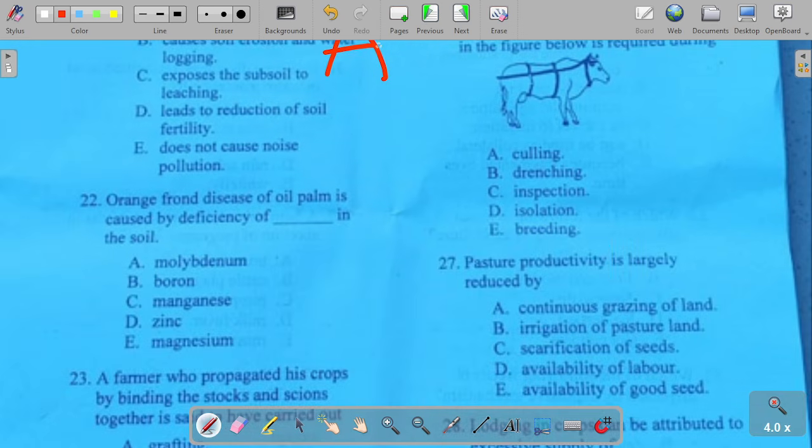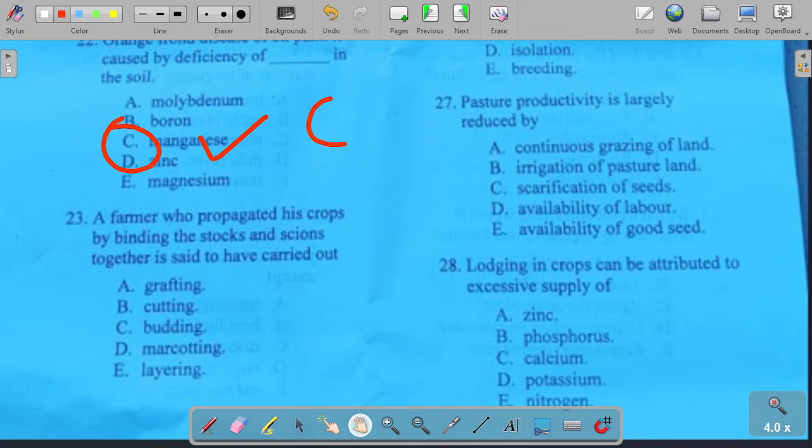22. Orange frond disease of palm oil is caused by deficiency of dash in the soil: molybdenum, boron, manganese, zinc, magnesium. The answer is manganese. These are for macronutrients.